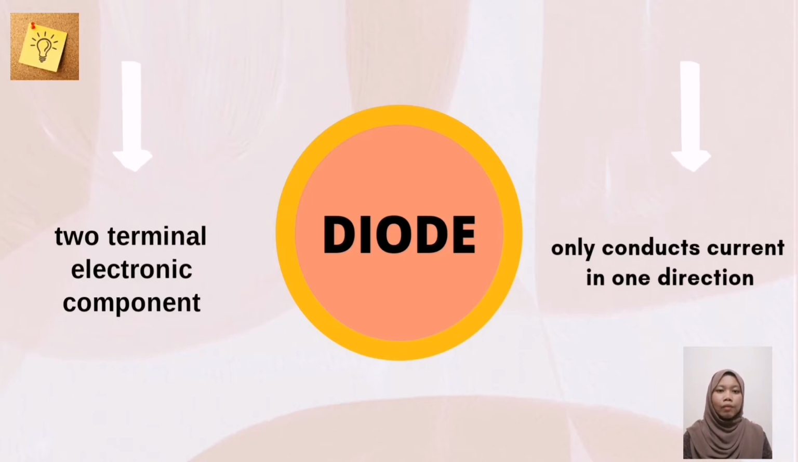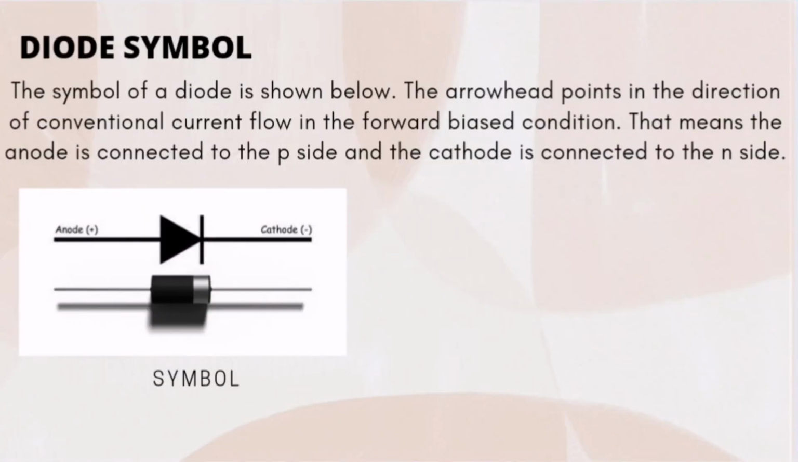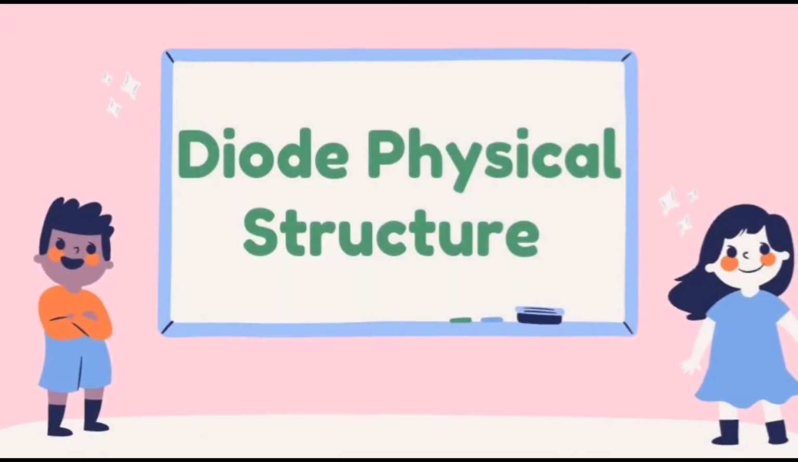A diode is effectively like a valve for an electrical circuit. The symbol of a diode is shown below. The arrowhead points in the direction of conventional current flow in the forward bias condition. That means the anode is connected to the P side and the cathode is connected to the N side.